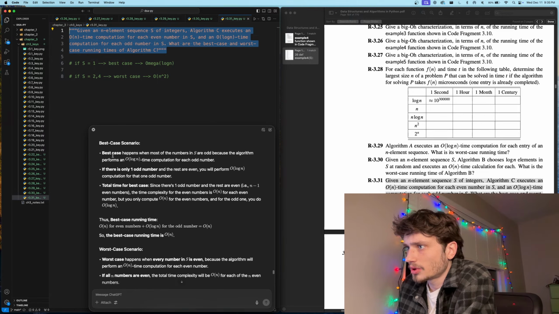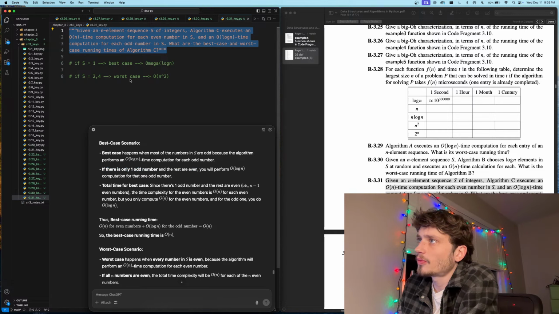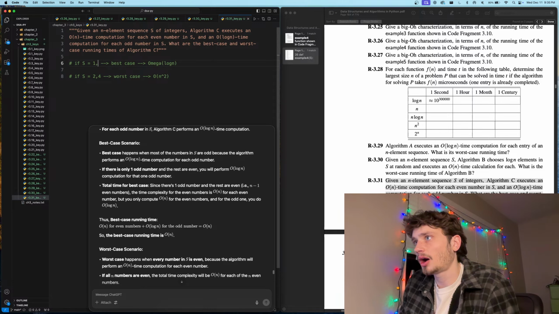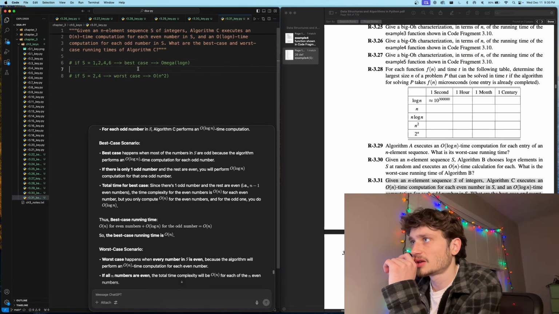So if there's only one odd number and the rest are even. Okay, so it says integers, so I guess there can't be one value. So the best case would be one odd and like 2, 4, 6, right? So you would get omega log n.